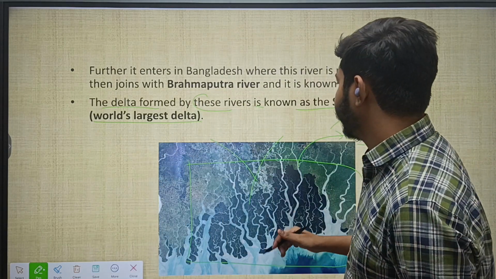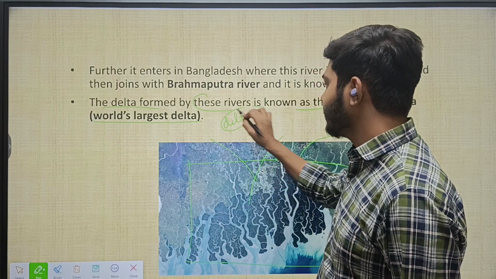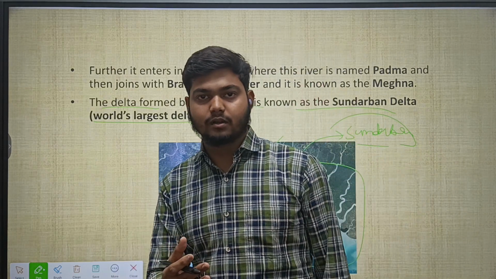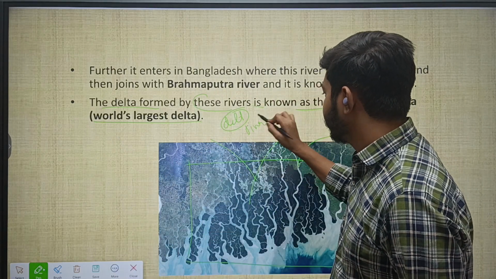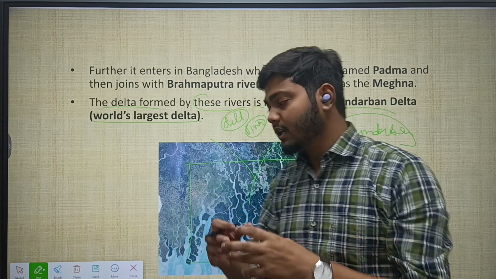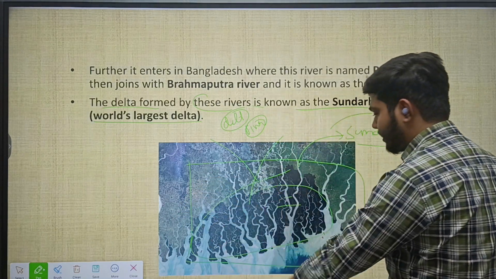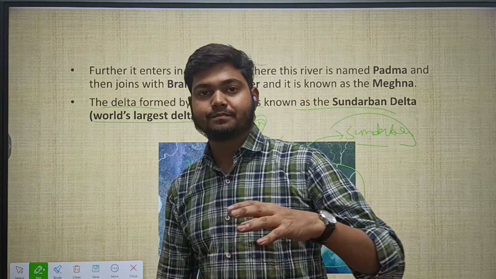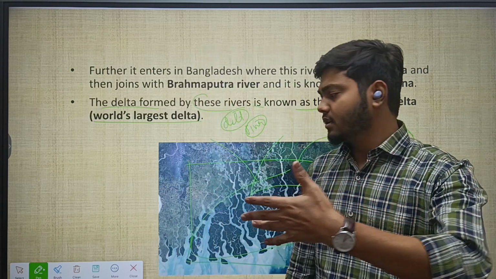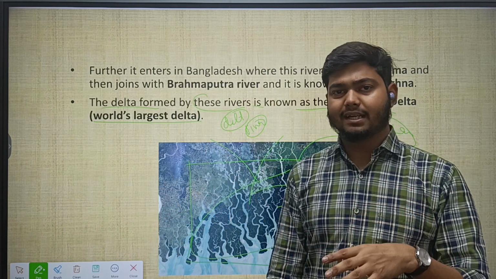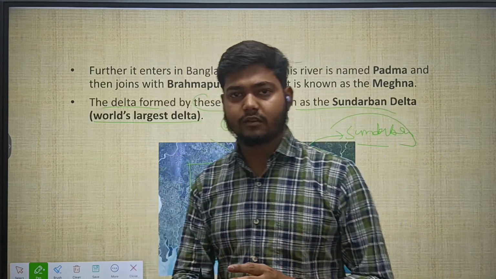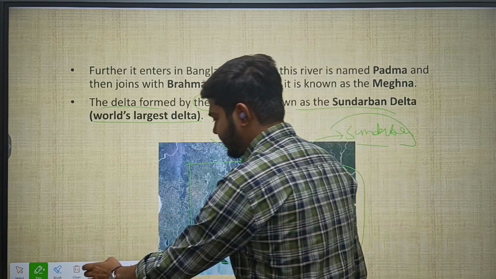Okay, so let me explain what is delta. Delta is a feature which is formed by rivers, at the river mouth, at the point where the river is meeting with the ocean. At that place the delta is formed. We will cover all the things which are formed by rivers, for example the meanders and oxbow lakes, deltas, estuaries. All these topics we will cover in a single video, so we will leave it for later.